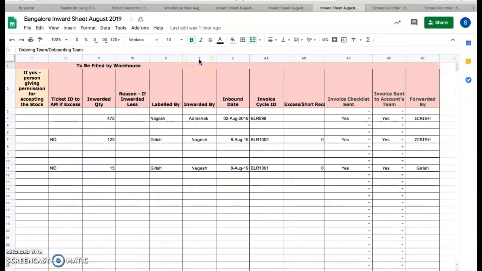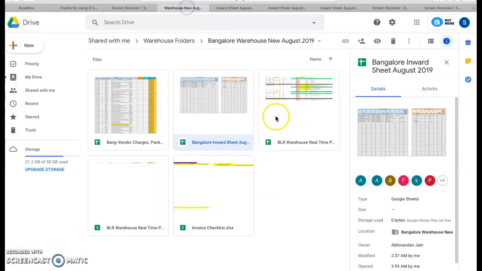Once the product is inverted either in Amazon Flex, Flipkart Smart or Buy More bin, we still need to complete the invert file. As you remember, every warehouse has an invert sheet. Let me go back to it.